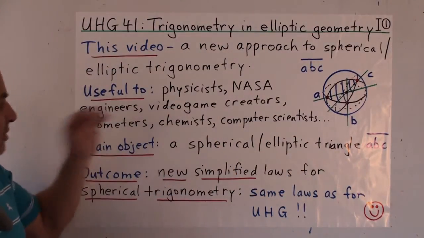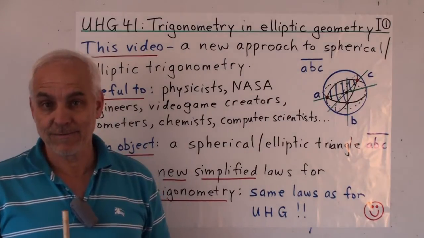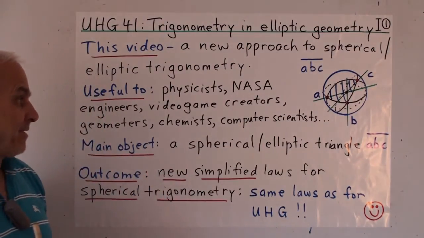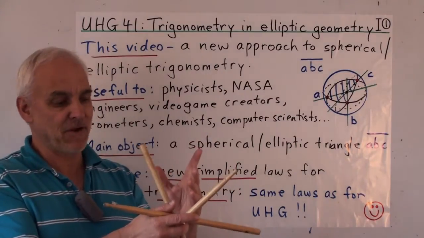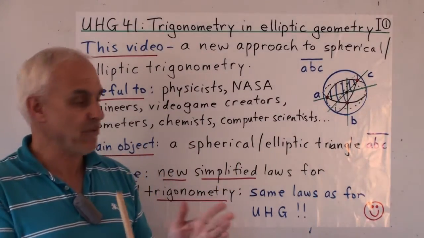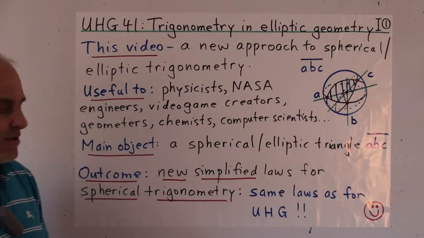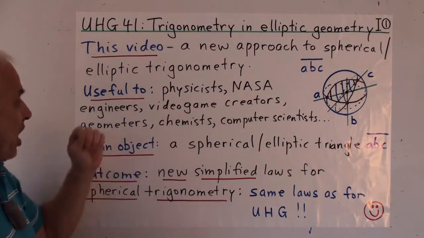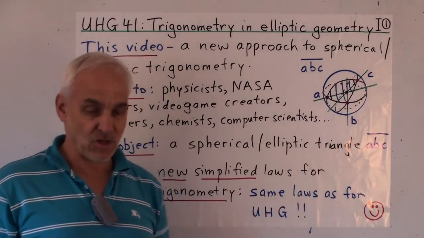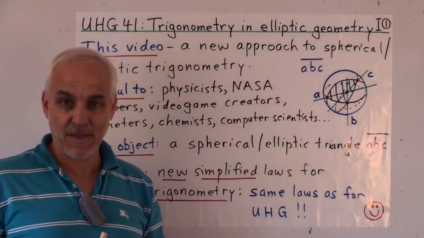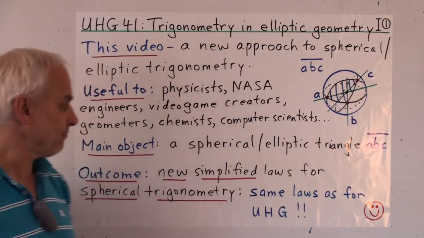All right, so this is going to be useful to anybody really who works in three-dimensional geometry, where directions and basic configurations having to do with spherical trigonometry are important. So physicists, NASA engineers, video game creators, geometers, chemists, computer scientists, anybody with an interest in three-dimensional geometry is going to find the formulas that we're going to lay out today interesting and very useful.